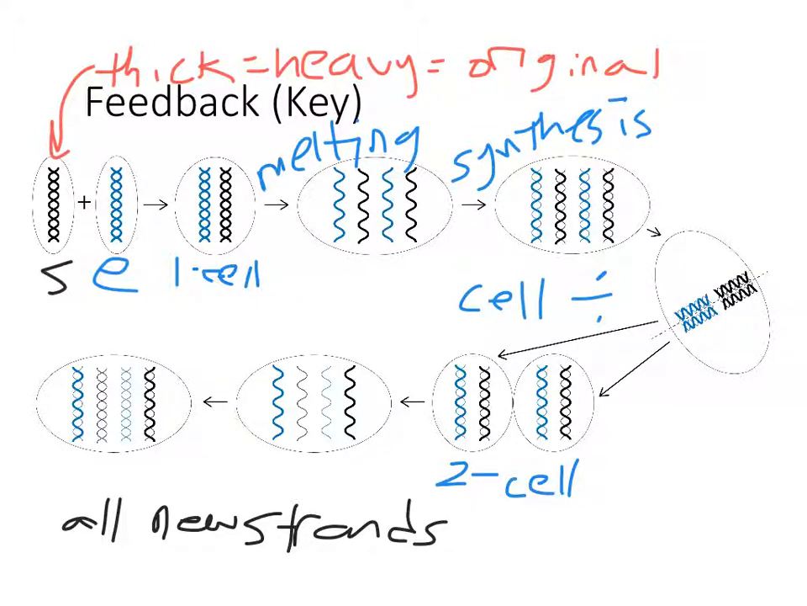So Meselson-Stahl labeled the parent bacteria with heavy nitrogen. Then he got rid of the heavy nitrogen and the bacteria started dividing, so that all the DNA that the bacteria made as they were doing this experiment, they were making light strands, normal DNA strands.